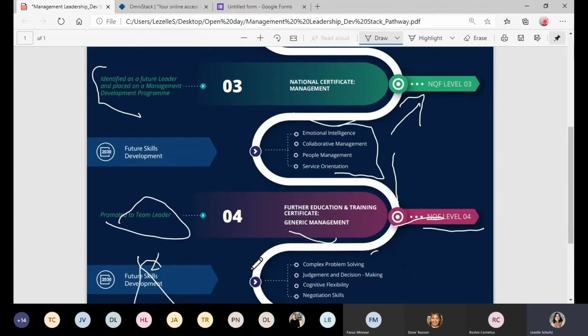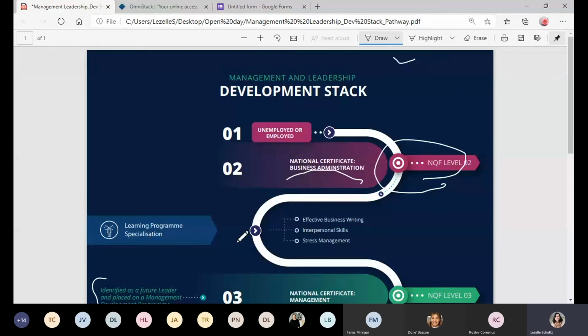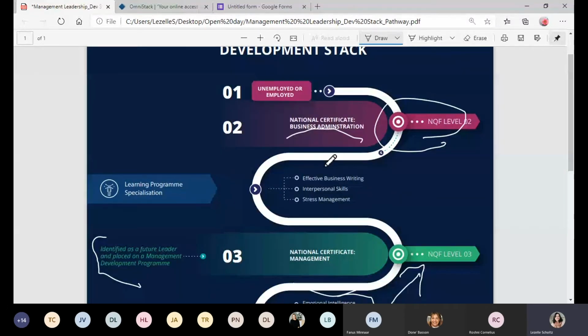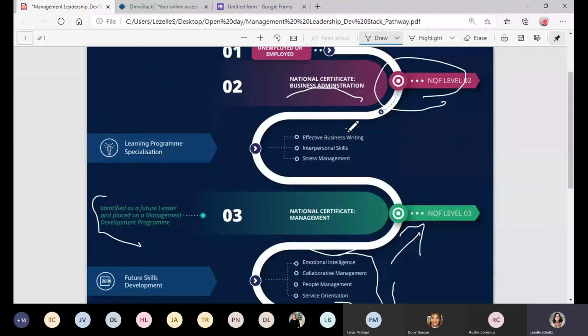So this is our Omni development stack. I just want to go back to the top again, and you'll see how we've progressed this individual from an NQF level 2 qualification, also combining it with specialist programs as well.